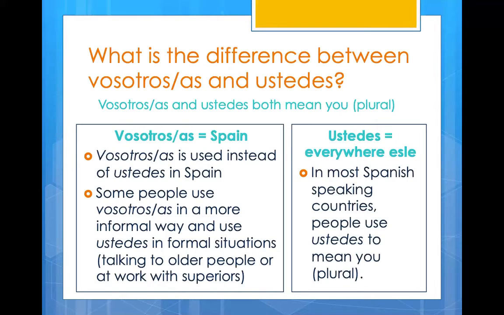So let's look at these boxes here. Vosotros and vosotras are used in Spain. So it means you plural, and it's just the way people in Spain say that. Now, we won't get caught up in this, but some people in Spain use vosotros and vosotras in a more informal way and use ustedes in more formal situations, such as when they're talking to older people or at work with superiors. But again, we won't get caught up in all of that. Generally speaking, in Spain, people use vosotros and vosotras.